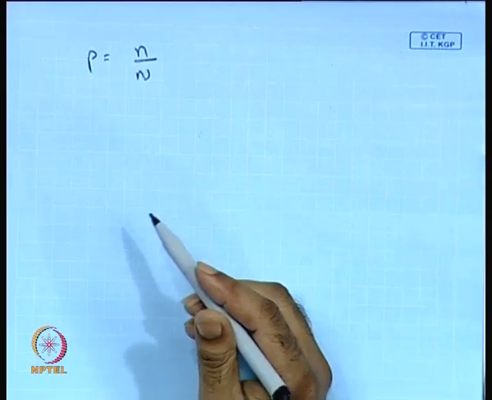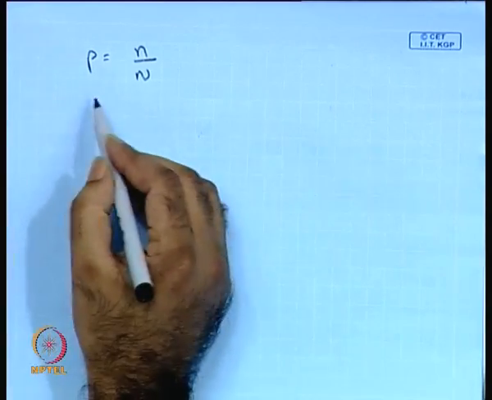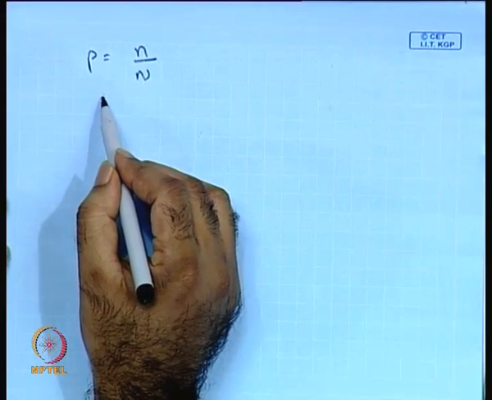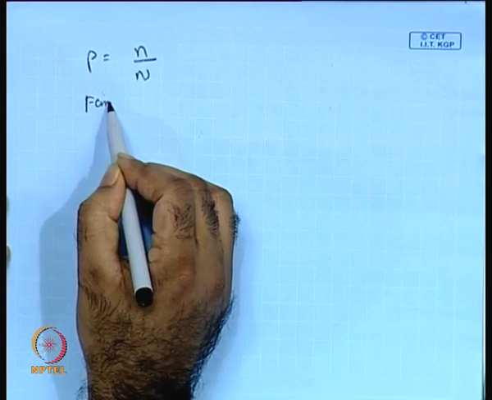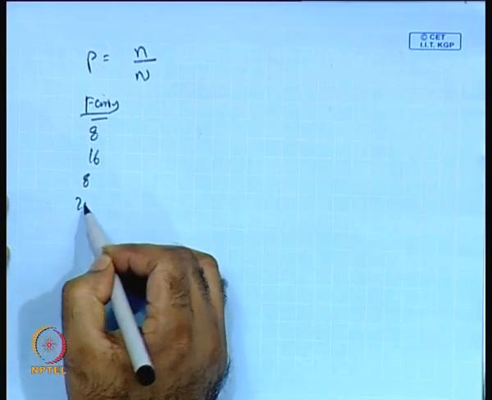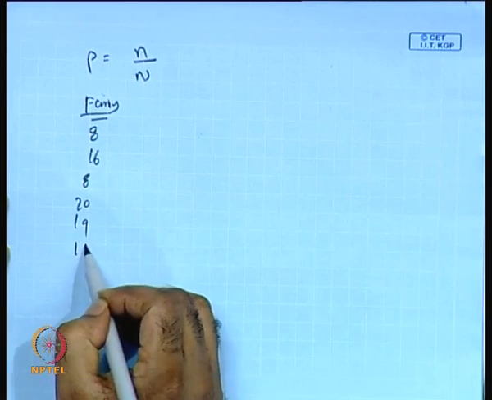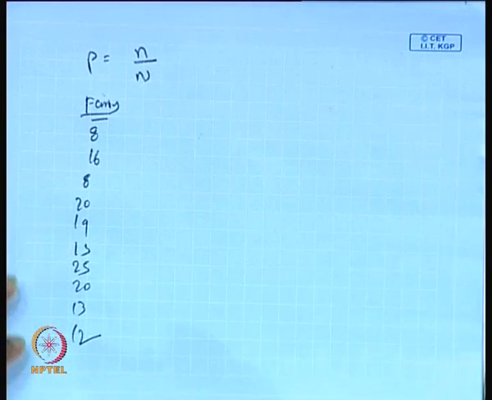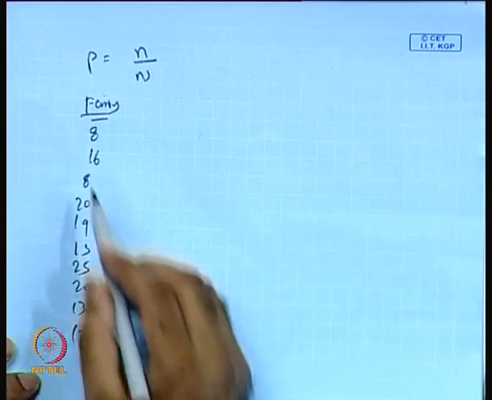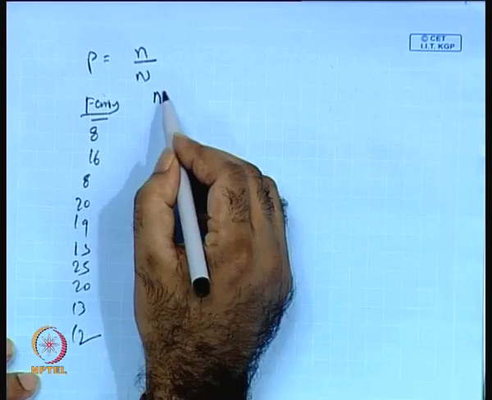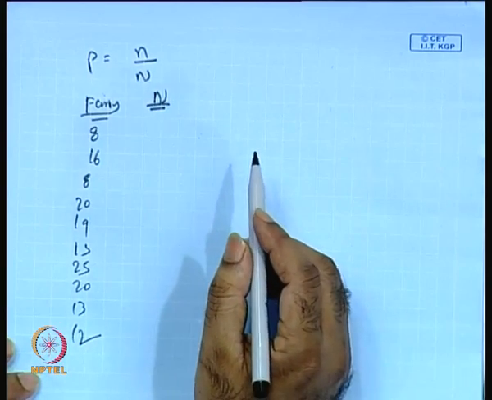For instance, forget about individual size. We will take family income here. So family income is 8, 16, 8, 20, 19, 5, 19, 15, 25, 20, 13, 12. So these are the figures. What do you have to do with respect to family income? Then you have samples. Okay, so take n number of households.